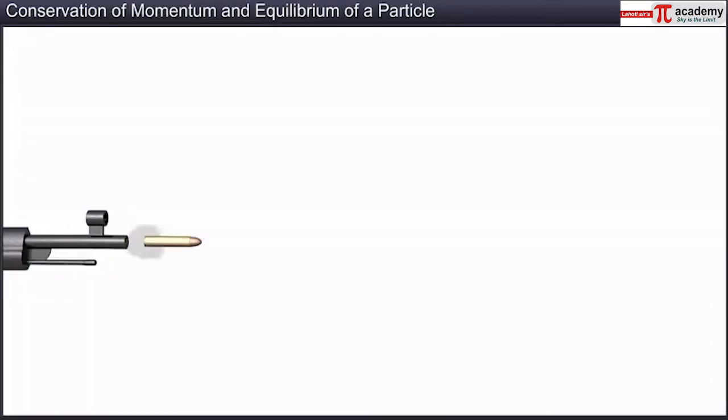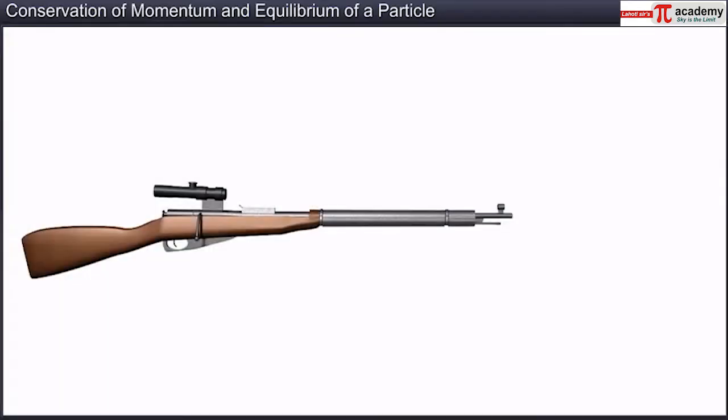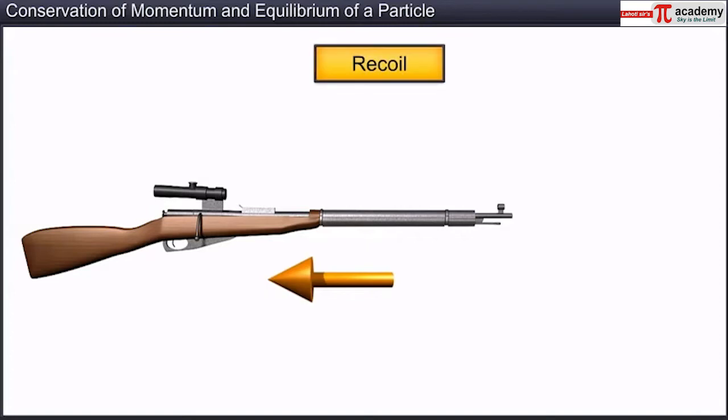As soon as the bullet is fired, it moves forward with a very high velocity. Thus, there is a force exerted by the gun on the bullet in the forward direction. According to Newton's third law of motion, the bullet too exerts an equal amount of force on the gun in the reverse direction, which is referred to as the recoil of the gun.